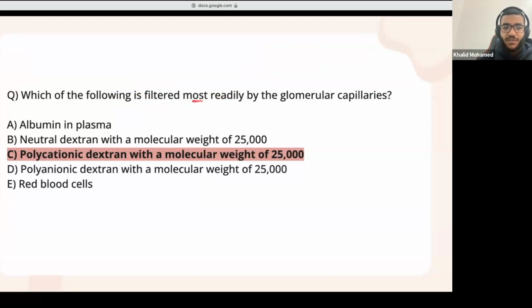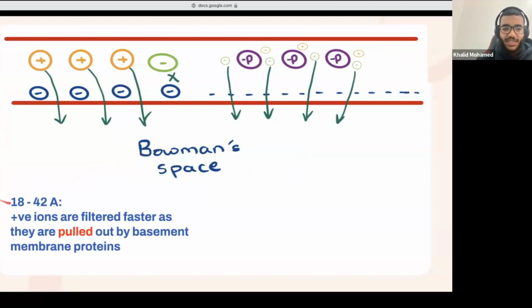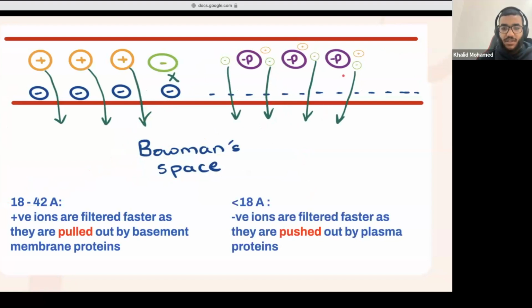Okay, so this is an explanation for the question here. Which of the following is filtered most readily? Polycationic dextran, which is basically cations, positive ions, with a molecular weight of 25. So 25 is between 18 and 42, so that's regarded as a big molecule or a big ion. Okay, and what about small ions? For small ions, the negative ions are filtered faster than the cations because they are pushed out by plasma proteins.